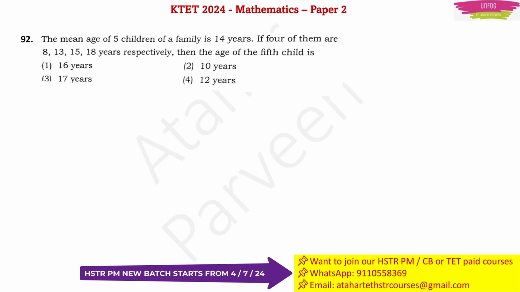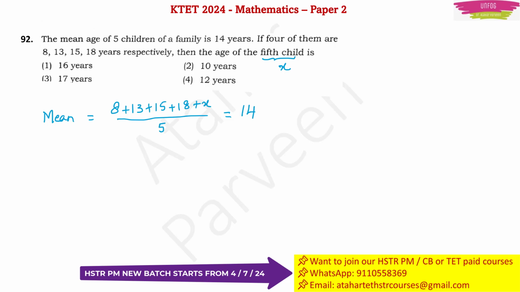Next question. The mean age of 5 children of a family is 14 years. If 4 of them are 8, 13, 15, 18 years respectively, then the age of the 5th child is. So here first we don't know the age of the 5th child, so let us put it as x. Then add up all the ages and divide by 5. This is how we calculate the mean, right?